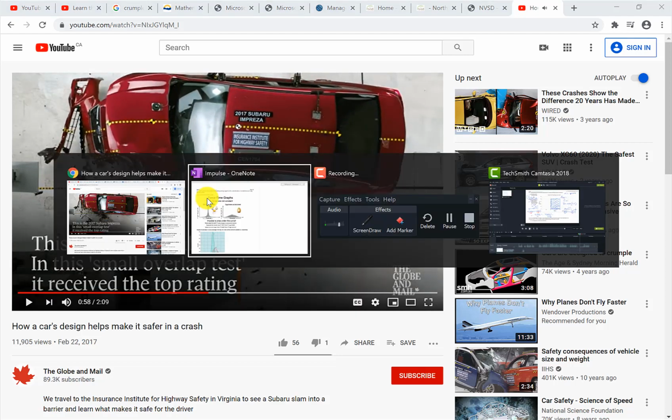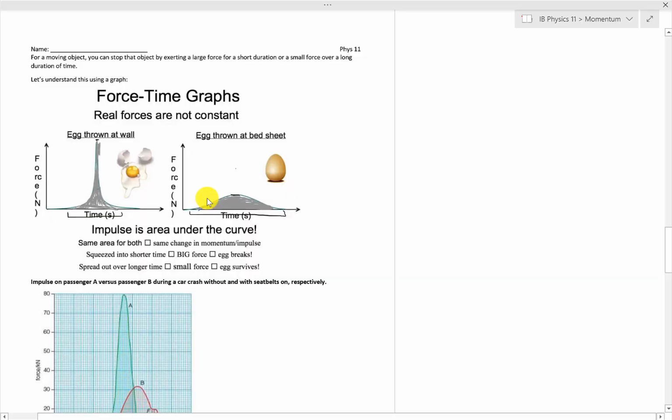Okay, and here is that video. So why do we have those? And how does all of that help reduce the injuries on the passenger during a car crash?